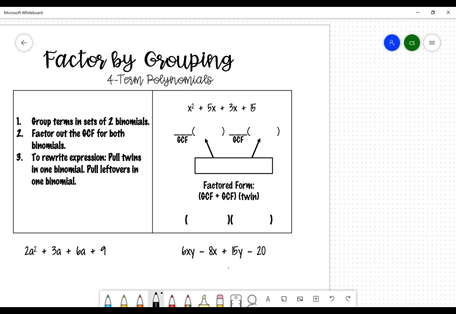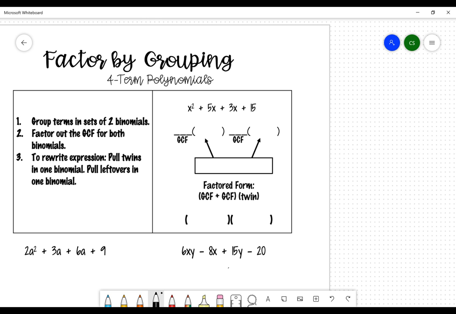All right, today we'll be factoring by grouping. We have learned to factor by the greatest common factor. We have learned how to factor difference of squares. And now we're going to learn how to factor by grouping. The only time I can use this method that I'm about to teach you is if it is a 4-term polynomial, meaning I have 4 terms.